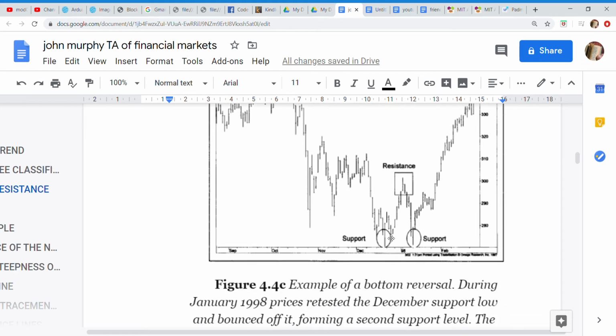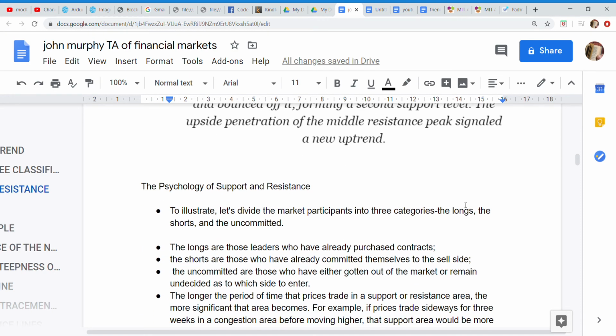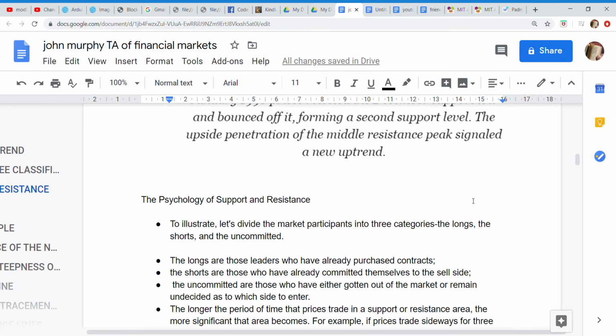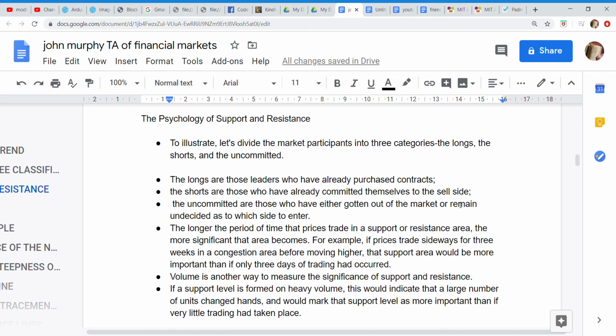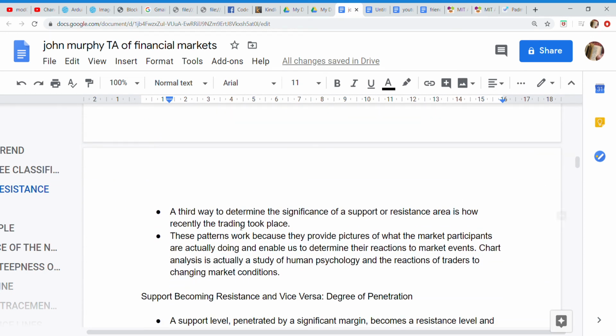If we see volume increasing or decreasing, we should see increasing volume on these areas. How much it is increasing shows us whether we should sell or we should buy. So volume plays an important part in this. A third way to determine the significance of a support or resistance area is how recently the trading took place.